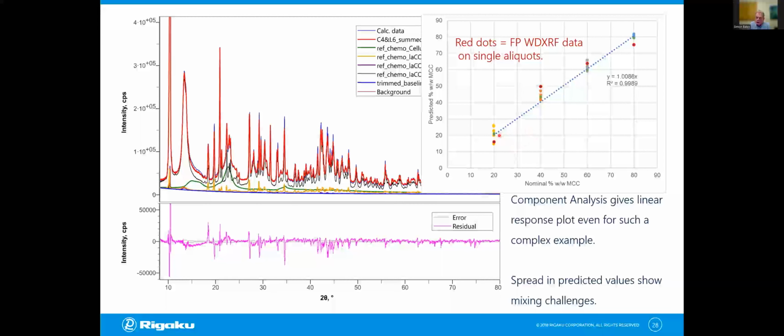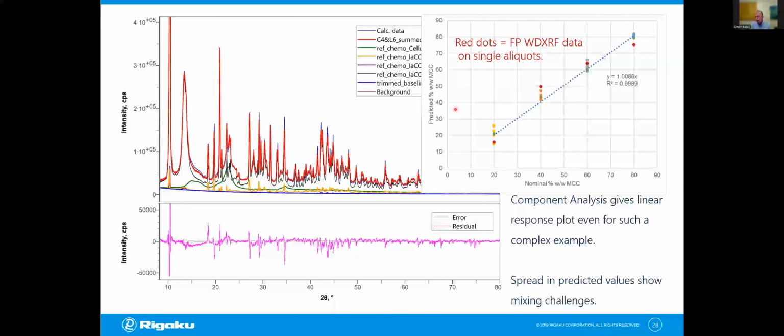And you can see the linear response line more or less tracks through the average data sets across these. And really the icing on the cake are the red dots. These are done through wavelength dispersive XRF. This is a fundamental parameters model that we ran in XRF, which is a very well-established approach in X-ray fluorescence.